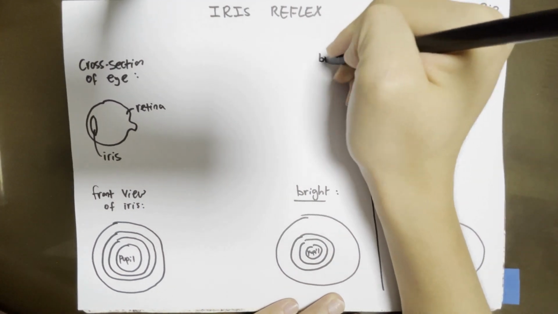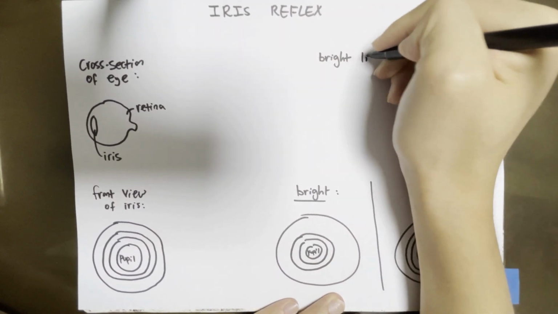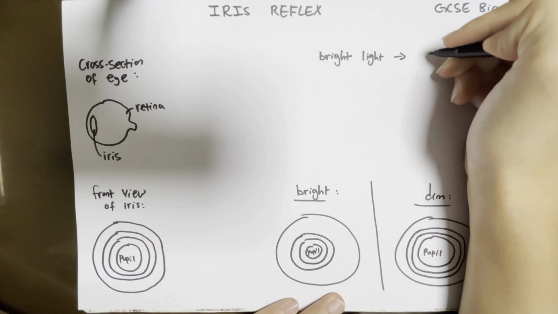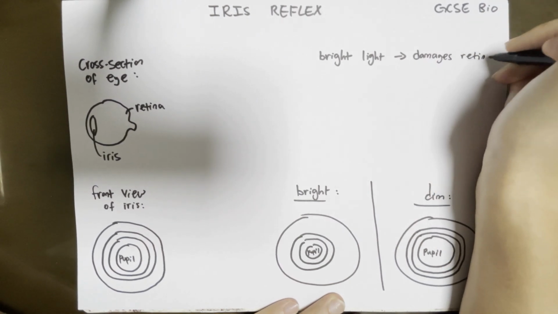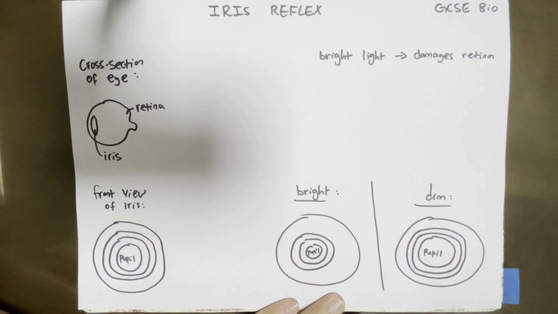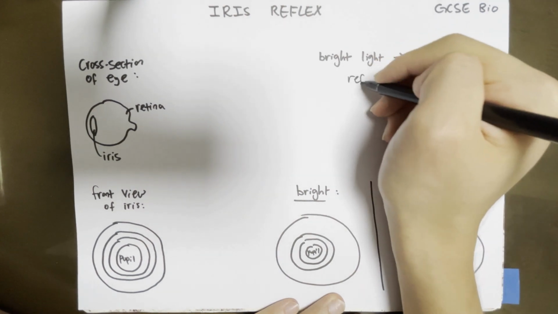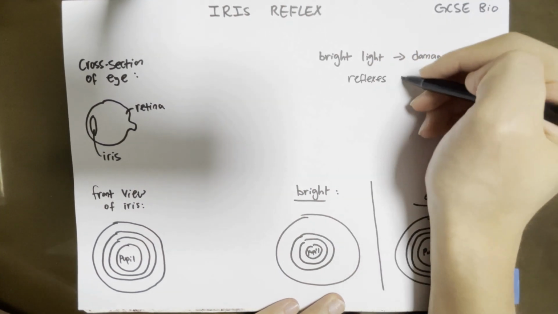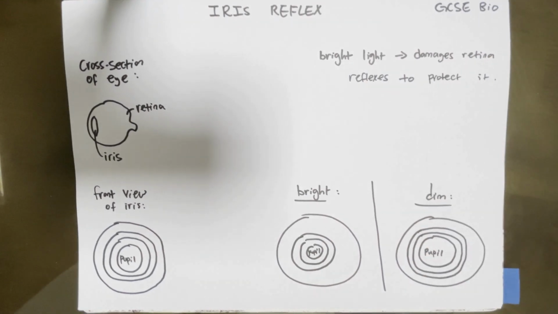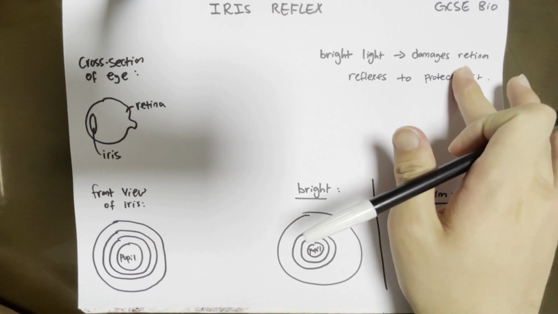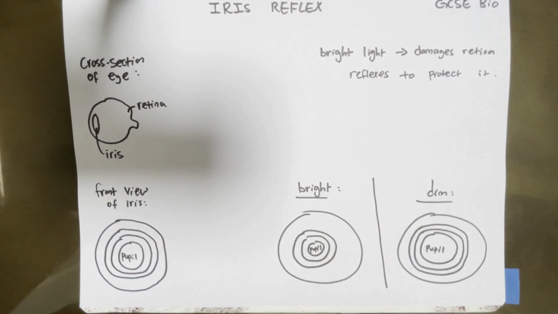Because bright light damages the retina. Bright light damages the retina, so we have reflexes in order to protect it. That's it. The iris reflex is: bright light damages the retina, so we have reflexes that are there to protect it.